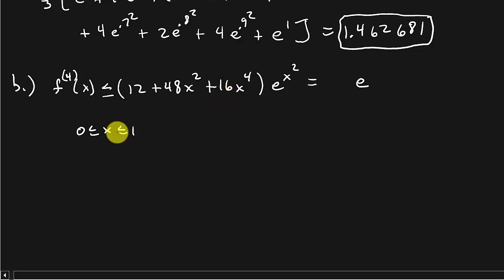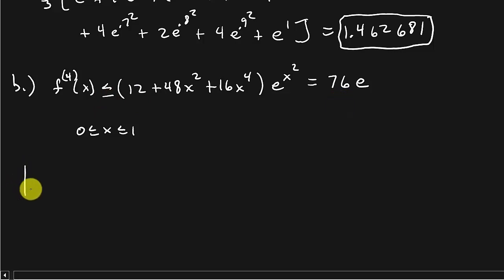This one right here, well, I can plug the 0 in and get 12, plug the 1 in. What is that going to give me when I plug 1 in? Okay, when I plug 1 in, that's going to give me 76. That's going to be the largest value that I'm going to get out of this. All right, if I plugged in 0.5, I would get something less than 76. So this I know is going to be less than or equal to 76 over e.